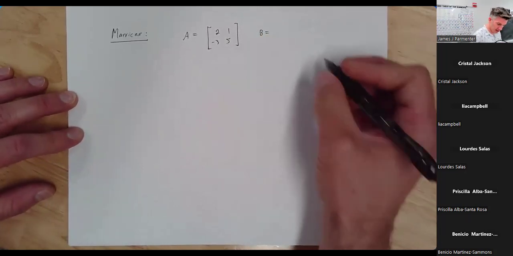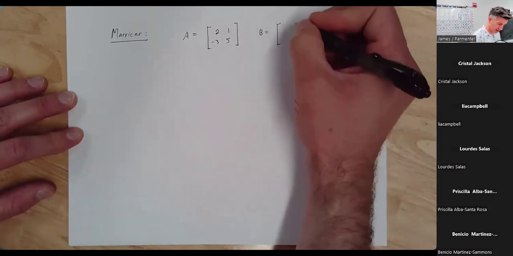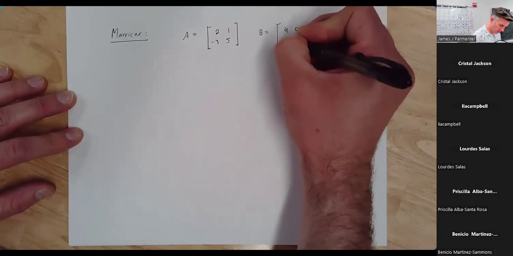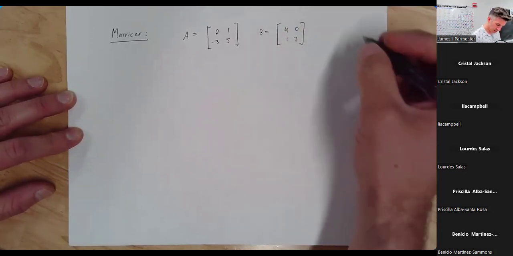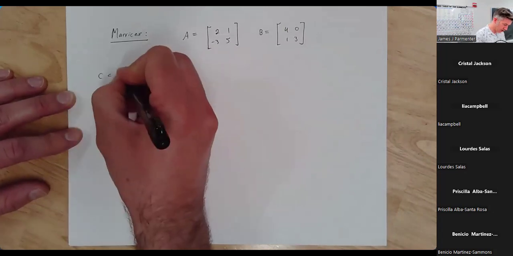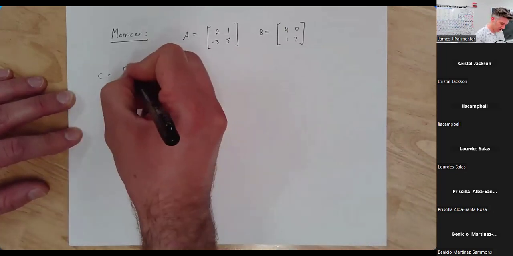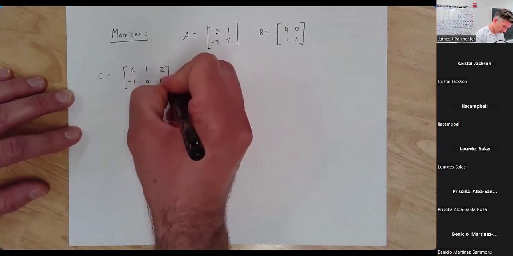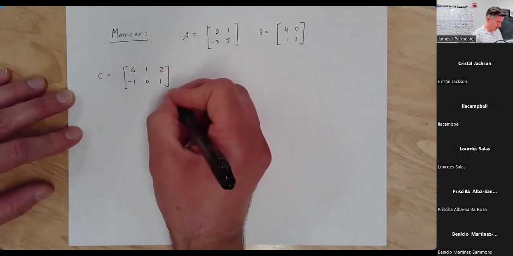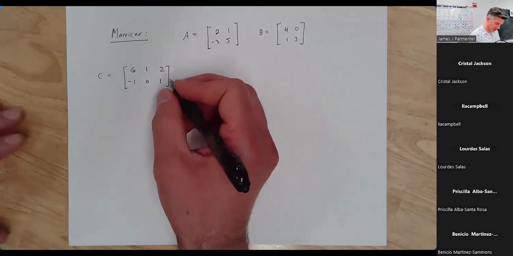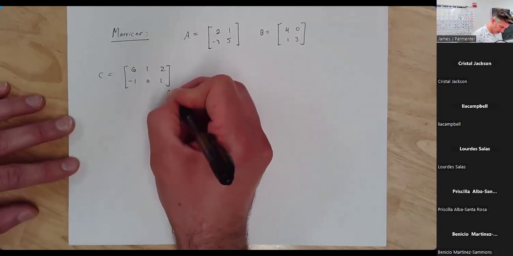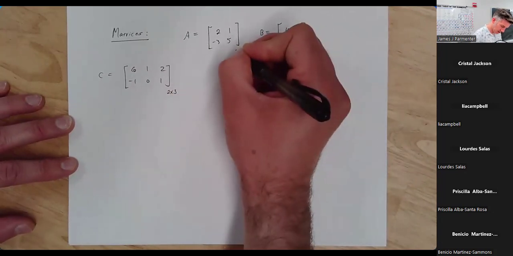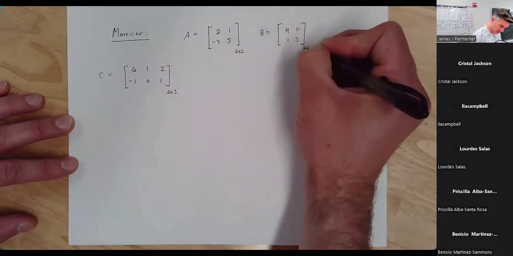Here's a matrix B. It's also a 2 by 2 matrix, 4, 0, 1, 3. And here's a matrix C. It's a 2 by 3 matrix, 6, 1, 2, -1, 0, 1. We don't typically label matrices with their dimensions, but we will for the moment. This is 2 by 3. This is 2 by 2. This is 2 by 2.